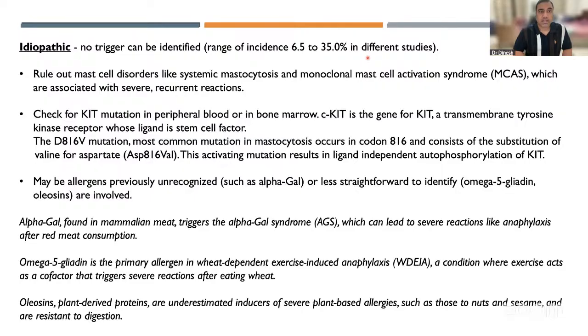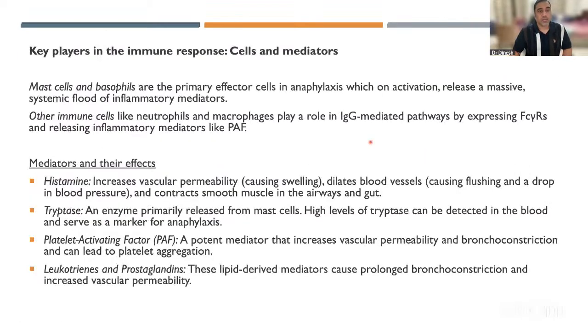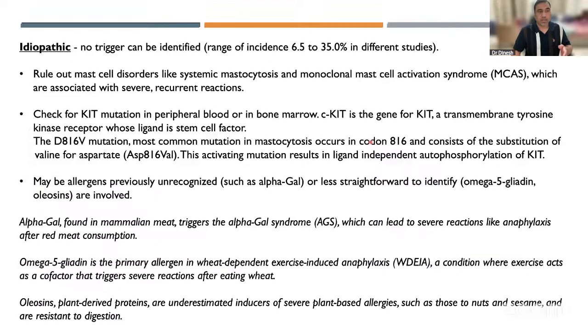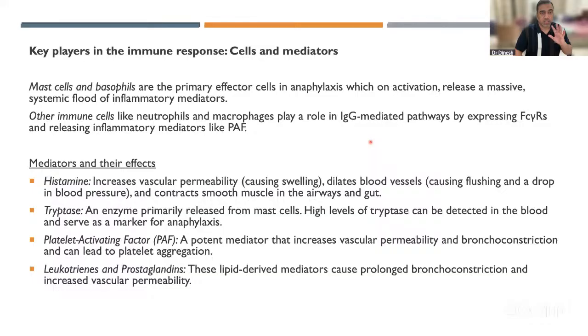So next, now we go to the key players in the immune response. These are the cells and mediators. If you see this slide, these are the things which we already know and which we commonly use clinically. The main cells are mast cells and basophils. These are the primary effector cells in anaphylaxis, which on activation release a massive systemic flood of inflammatory mediators. This is always mainly the mast cells and basophils.